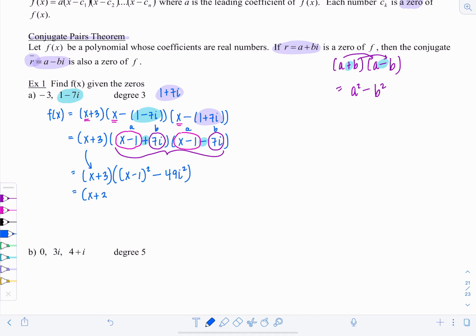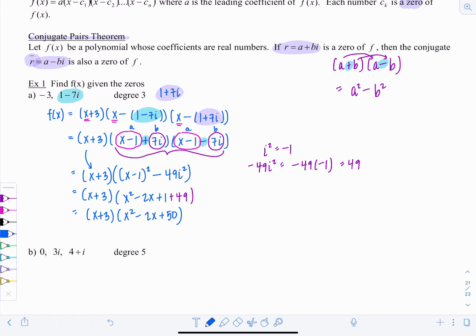So we've got x plus 3 times, now x minus 1 squared, that's x squared minus 2x plus 1. Remember, i squared is equal to negative 1. So that means negative 49i squared, that's negative 49 times negative 1, which is positive 49. So I have plus 49 here. All right, so far so good. So this is going to be x plus 3 times x squared minus 2x plus 50.